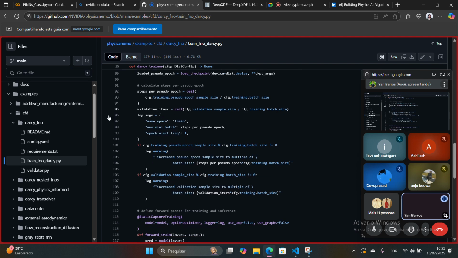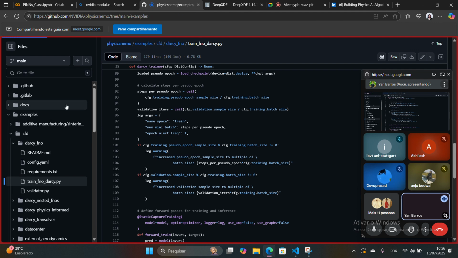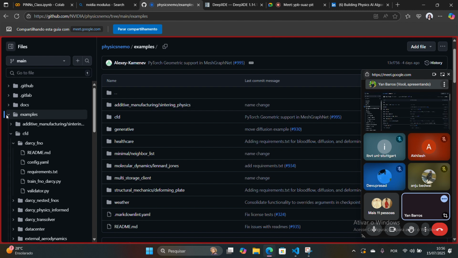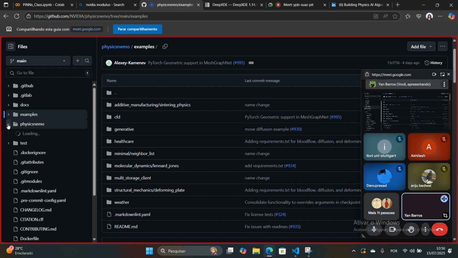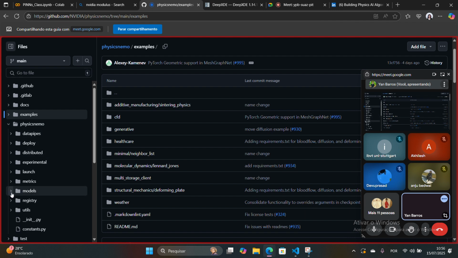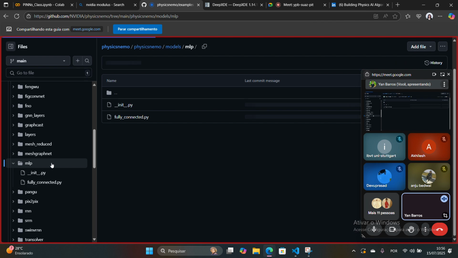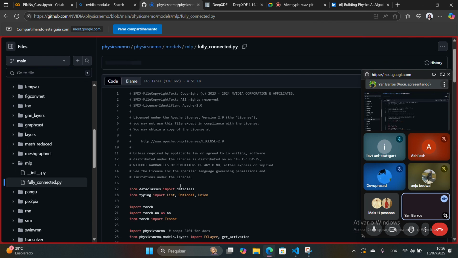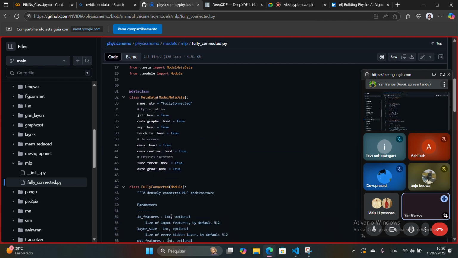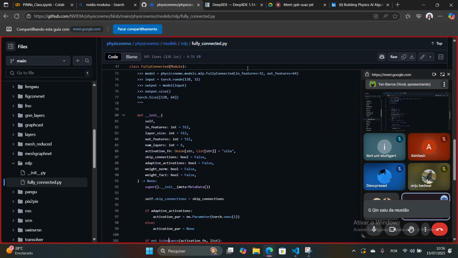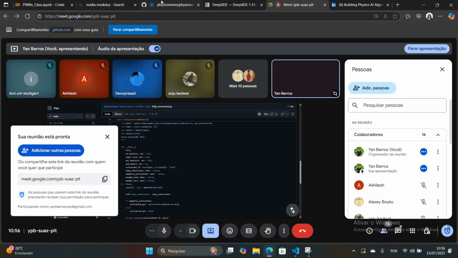But the main thing here is that we have, in this package, some preset architectures and models. This is the best thing that we can check here. Inside of Physics Nemo, we have models, for example, and some solving models. We have a simple MLP, a fully connected model. We can load this and test it in different ways. This is probably the best way that we can use for training and practice using Physics Nemo.